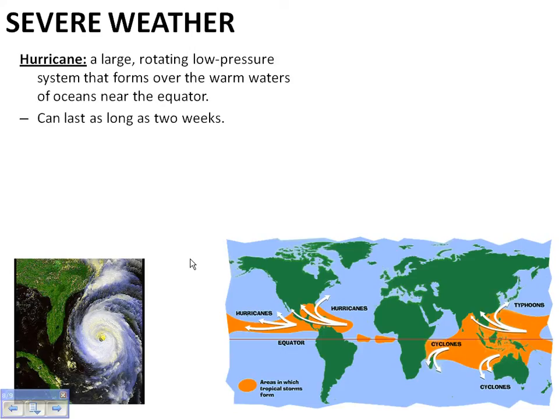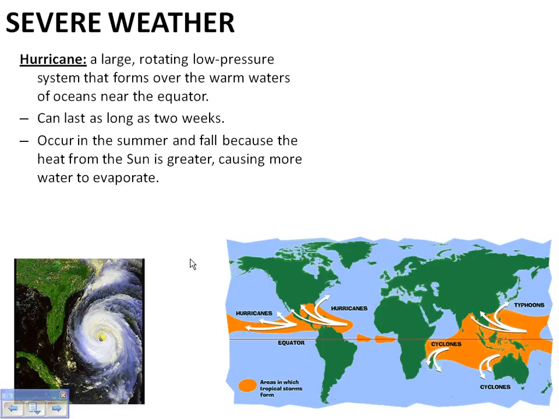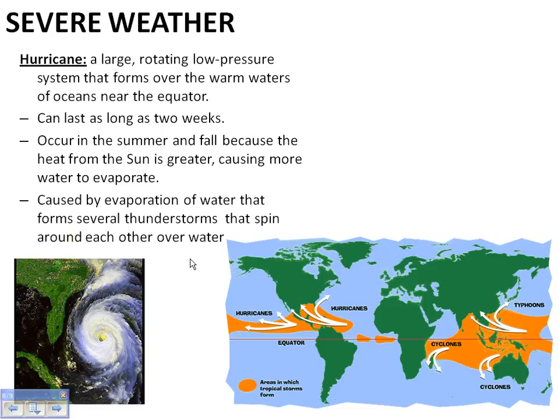Hurricanes can last as long as 2 weeks. They occur in the summer and fall because the heat of the sun is greater, causing more water to evaporate. Hurricanes are caused by evaporation of water that forms several thunderstorms that spin around each other over water.